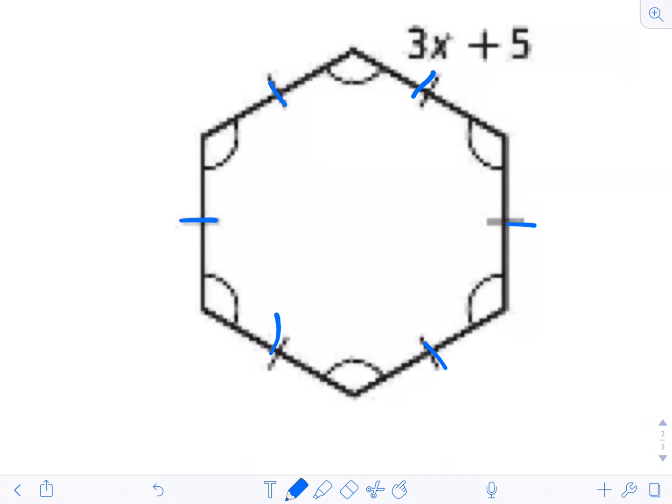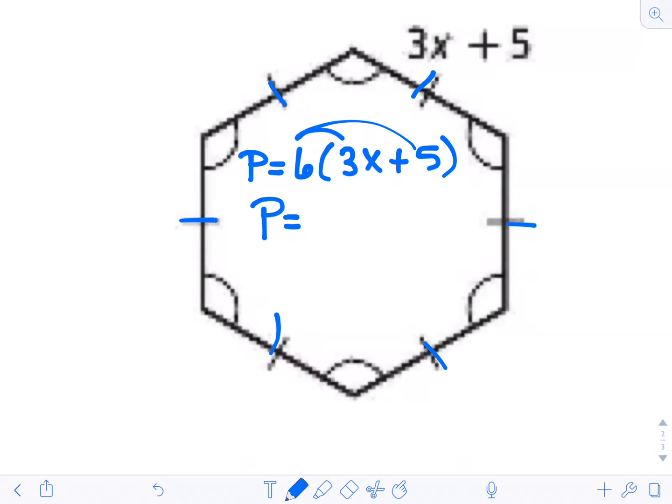So to figure out my perimeter, there are 6 sides that are the length 3x plus 5. So if I said 3x plus 5 plus 3x plus 5 plus 3x plus 5, and you do all of that 6 times, it's the same thing as distributing a 6. 6 times 3 is 18, 6 times 5 is 30. So there's the perimeter of my first figure.